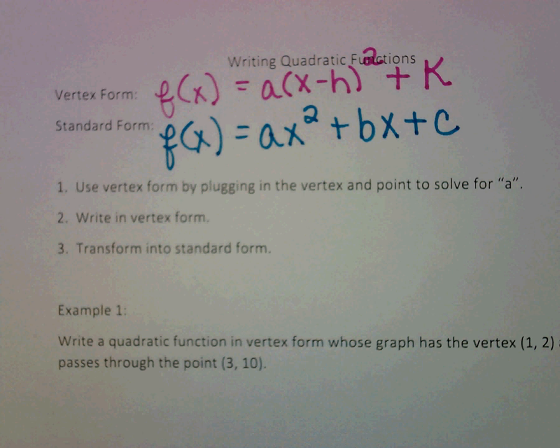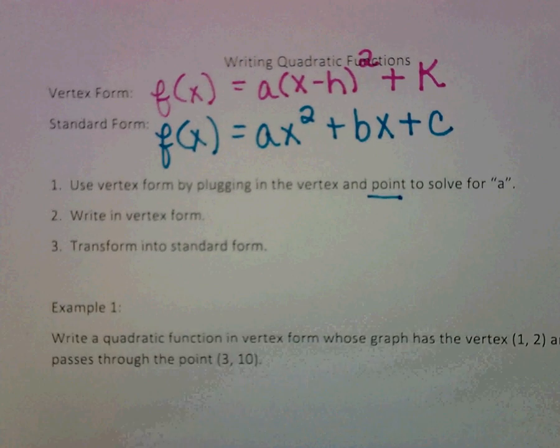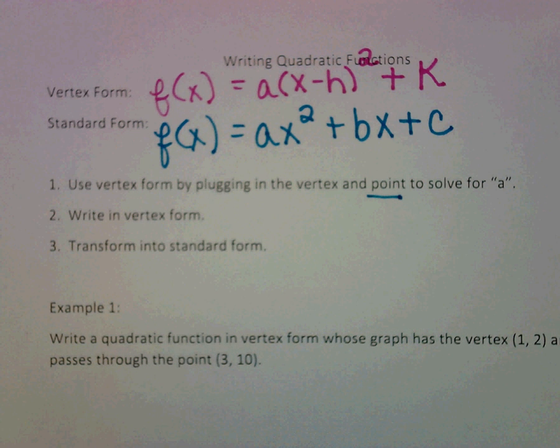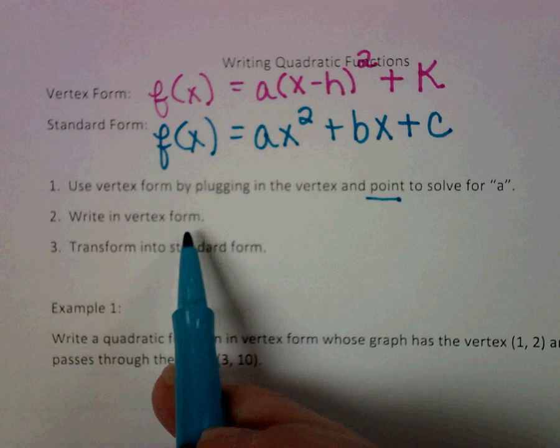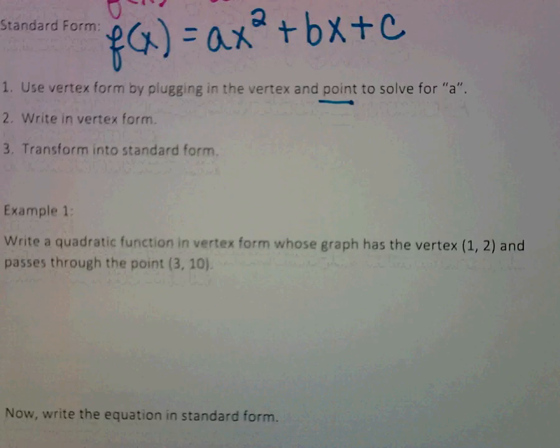Okay, so I've given you a couple of steps to think through. The first step says use vertex form by plugging in the vertex and a point to solve for a. So we're going to pick any point that we're given or that we know from the graph. We'll then write the equation in vertex form, and then we'll transform it into standard form.